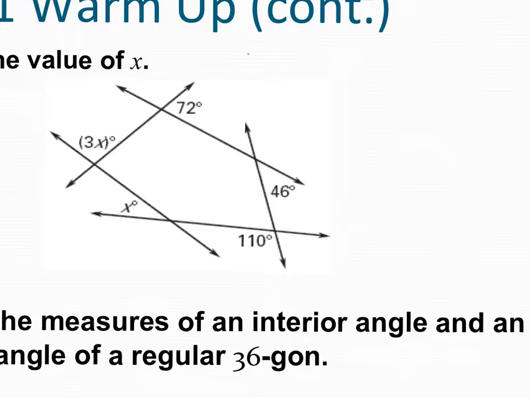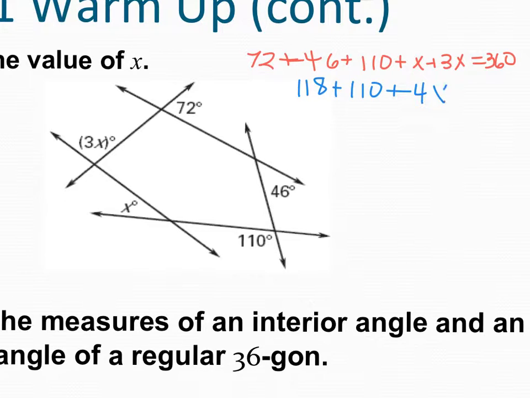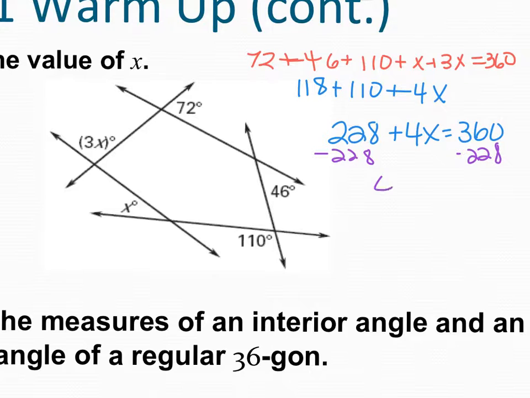What I can do is say that 72 plus 46 plus 110 plus x plus 3x equals 360. So this is 118 plus 110 plus 4x, 228 plus 4x equals 360. Subtract the 228. And then divide by 4.